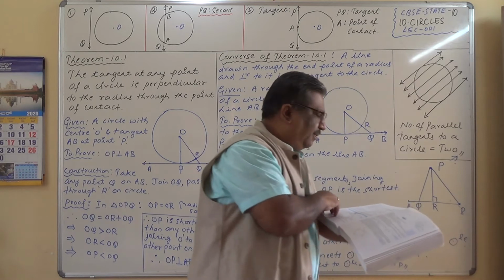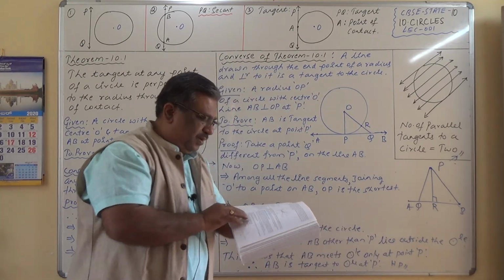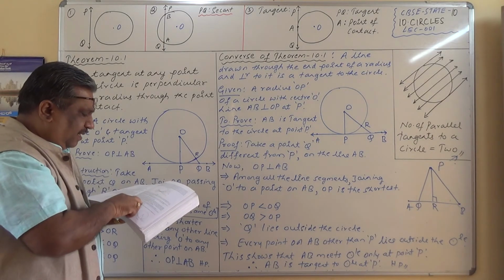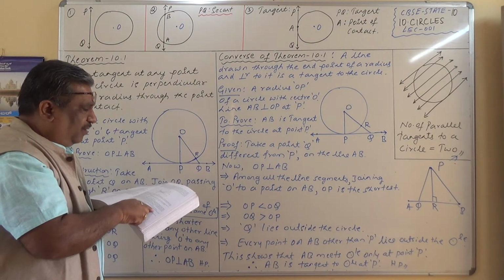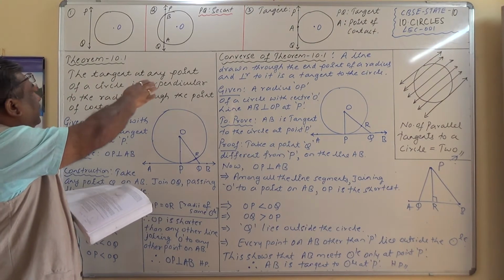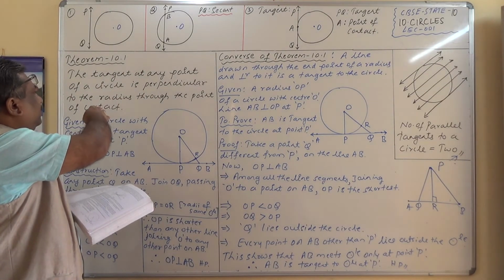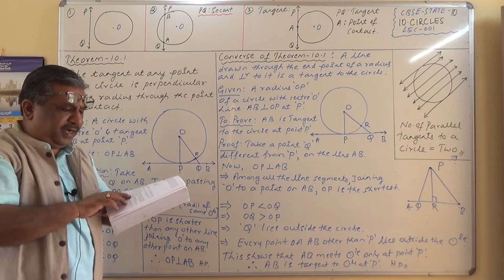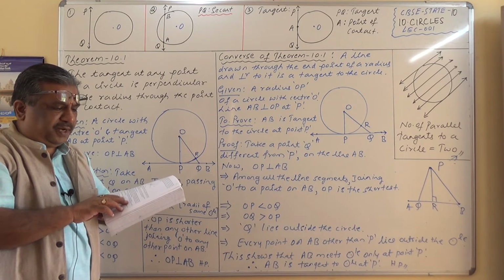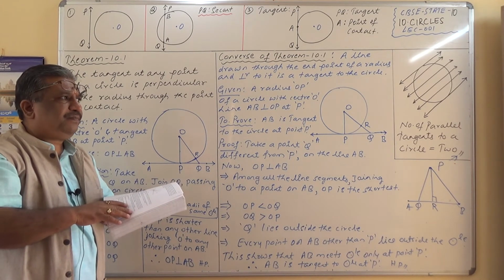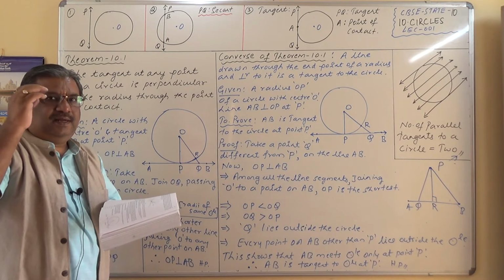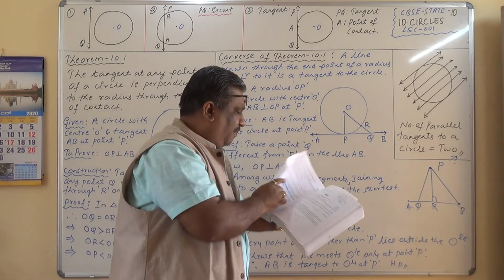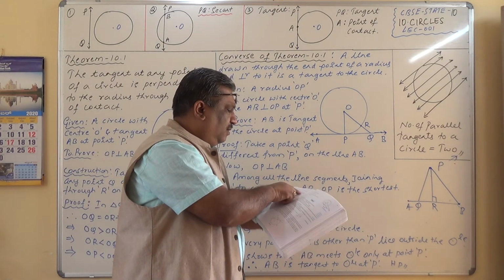See, theorems. I want to highlight to you this 10.1 theorem. A tangent to a circle is perpendicular to the radius through the point of contact. This theorem, the tangent at any point of a circle is perpendicular to the radius through the point of contact, has appeared 2009, 2012, 2014, 2015, 2016, 2017. So you can realize the importance of this theorem. And the converse of this theorem had appeared 2012, 2013.